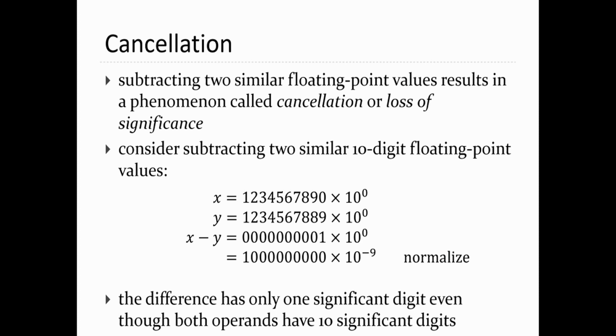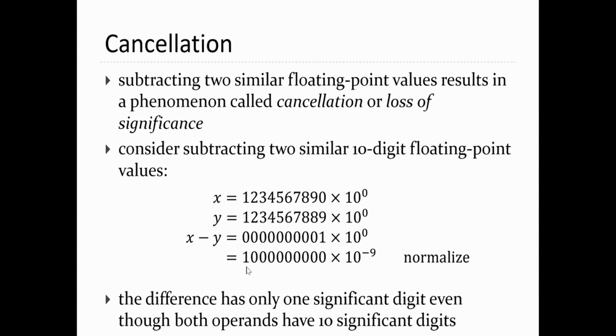The two numbers are very close together. If I subtract them, in this example you end up with 1 times 10 to the 0. To convert that into a 10-digit floating point value, I have to make sure the first digit's not 0, so that's 1 and a bunch of zeros times 10 to the minus 9.